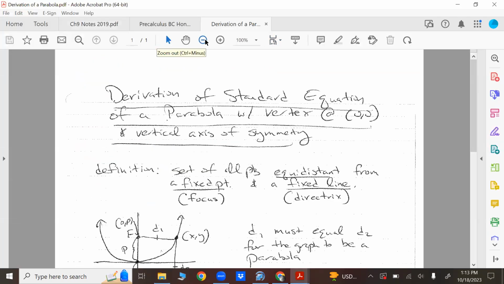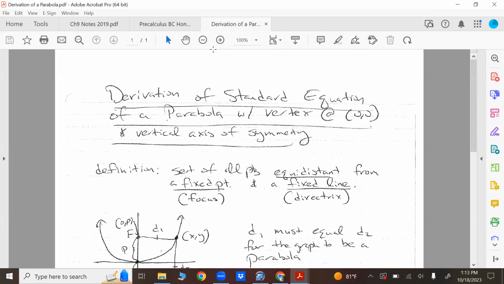So, the derivation of a parabola. I'll put this in school because I want to get a chance. Let's assume your vertex is (0, 0) and the parabola opens upward. Now, what is the definition of a parabola? The true definition of a parabola, which you probably haven't learned yet, is that it is the set of all points of equal distance from a fixed point, which I call the focus, and a fixed line, which I call the directrix.